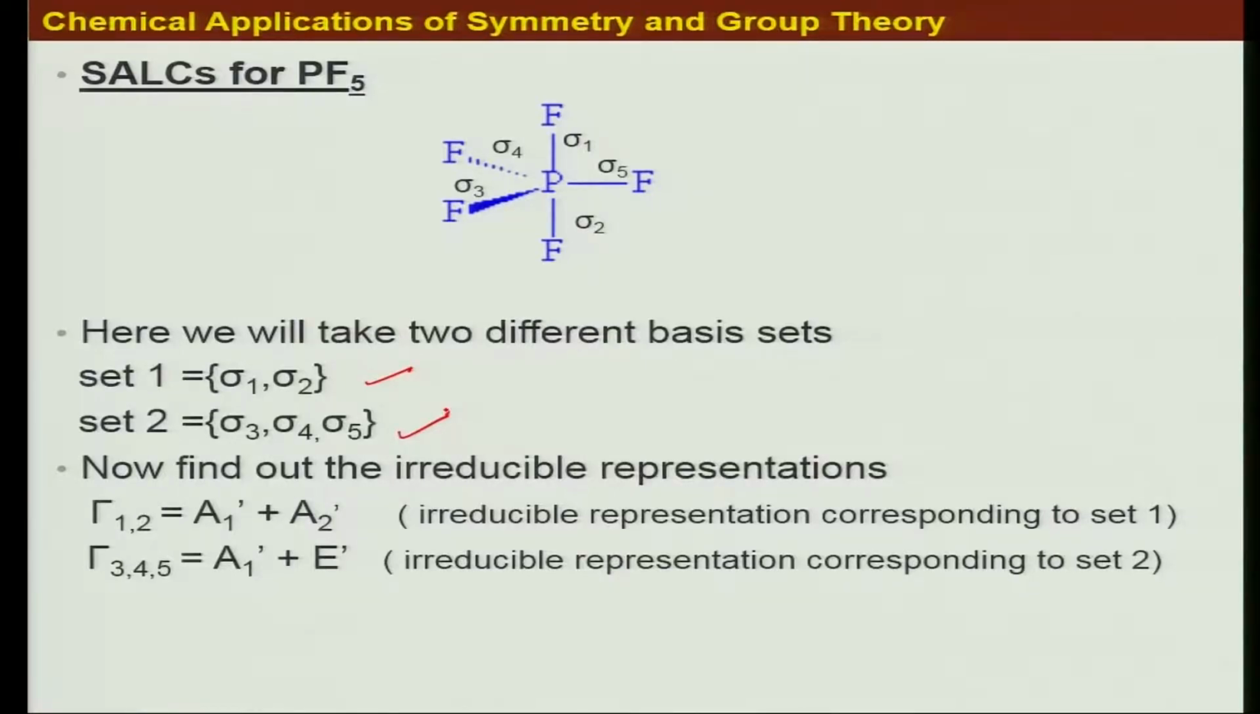So next step I have to form the reducible representation, and then in the next step we have to reduce it. So I have to do it for both the basis sets. So I do it for set 1 as well as set 2.